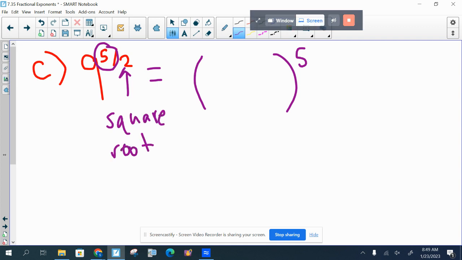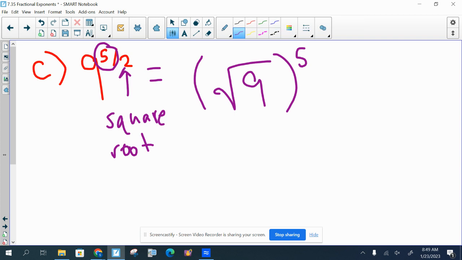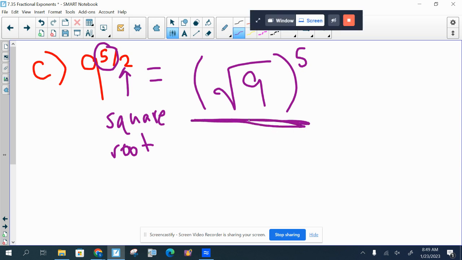So this means the square root of 9 to the 5th power. So I'm going to put the square root of 9 here. All right? I mean, square root of 9 to the 5th power. Now, it's important to write it like this in Edulastic, or else it's going to mark it wrong. So don't try to look up how to do this from a different website, because it's going to tell you that there are other ways you can write it.